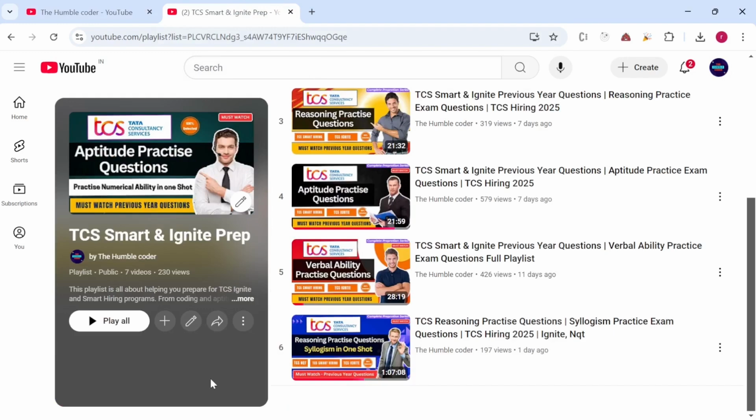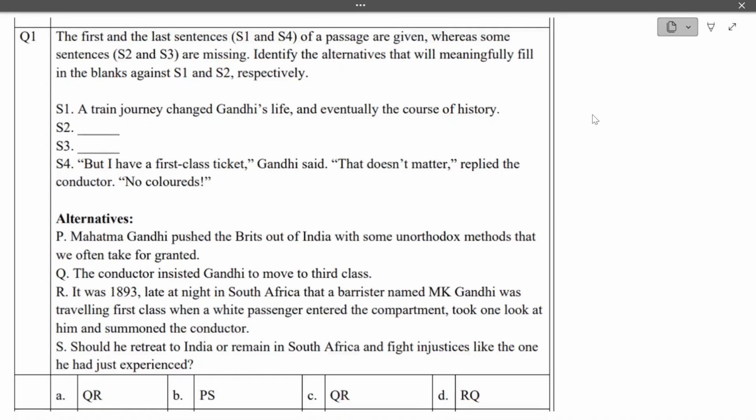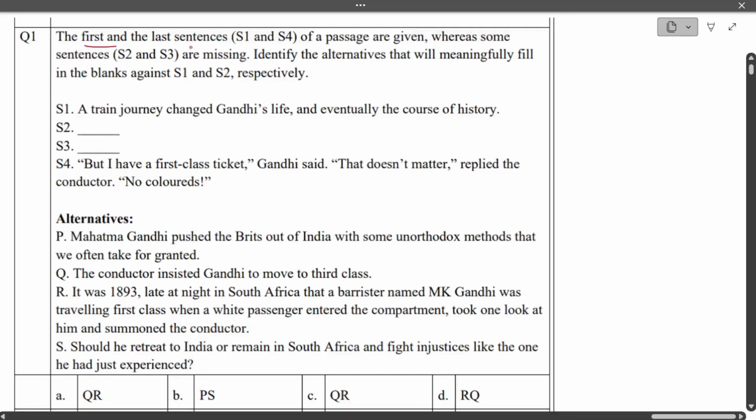Let's start with our first question. Let's look at this question. So in this question, let's first read the problem statement. The first and the last sentences S1 and S4 of a passage are given, whereas some sentences S2 and S3 are missing. Identify the alternatives that will meaningfully fill in the blanks against S1 and S2 respectively.